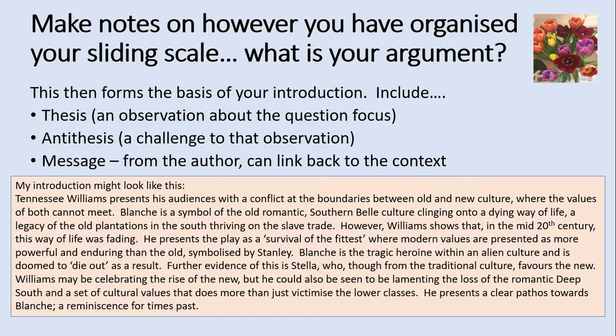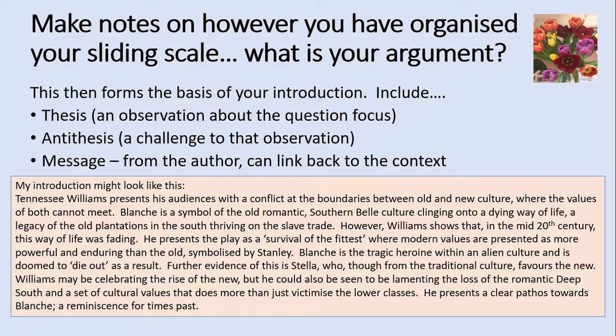Further evidence of this is Stella, who, though from a traditional culture, favours the new. Williams may be celebrating the rise of the new, but he could also be seen to be lamenting the loss of the romantic Deep South and a set of cultural values that does more than just victimise the lower classes. He presents a clear pathos towards Blanche, a reminiscence for times past.